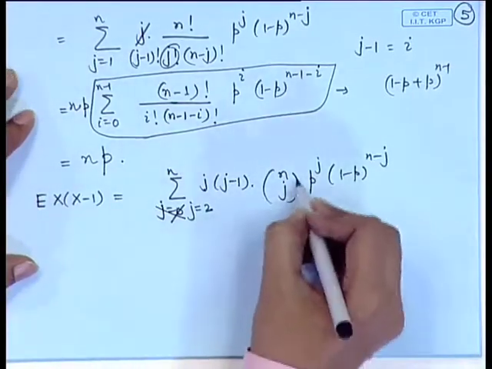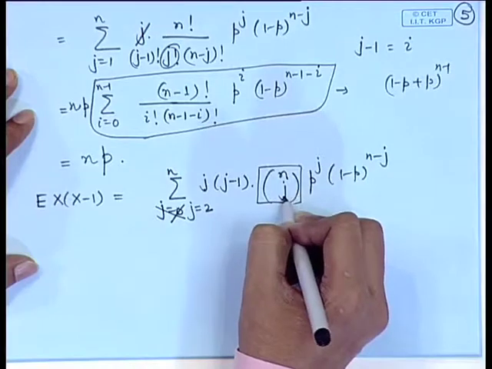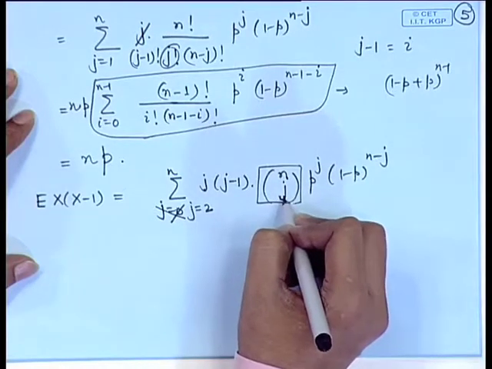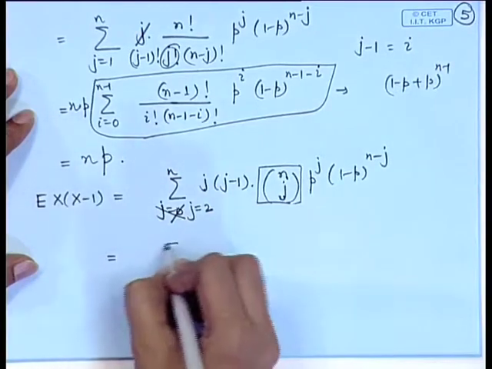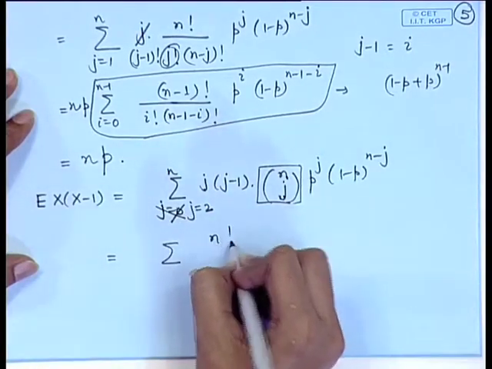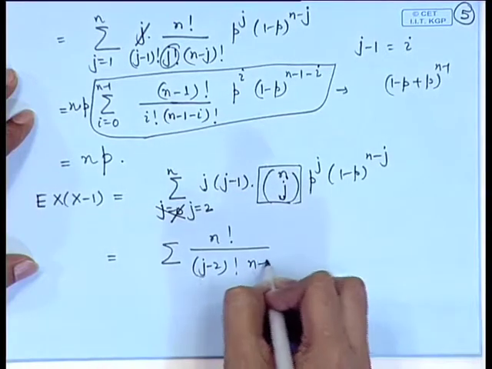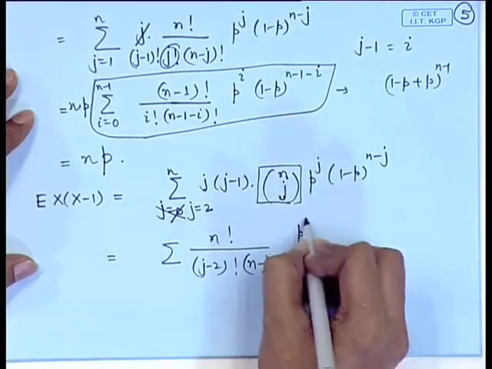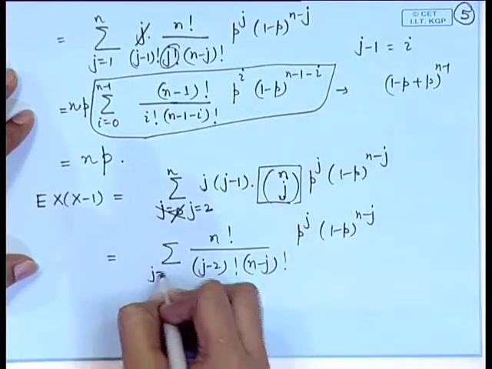Once we write that, then in the expansion of nCj, the j factorial term in the denominator can be adjusted with j into (j minus 1), and we get here n factorial divided by (j minus 2) factorial (n minus j) factorial, p to the power j into (1 minus p) to the power n minus j, j equal to 2 to n.